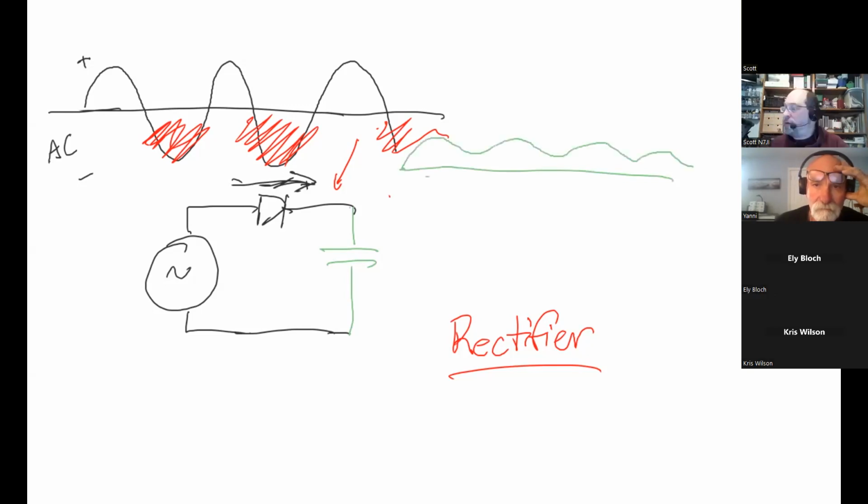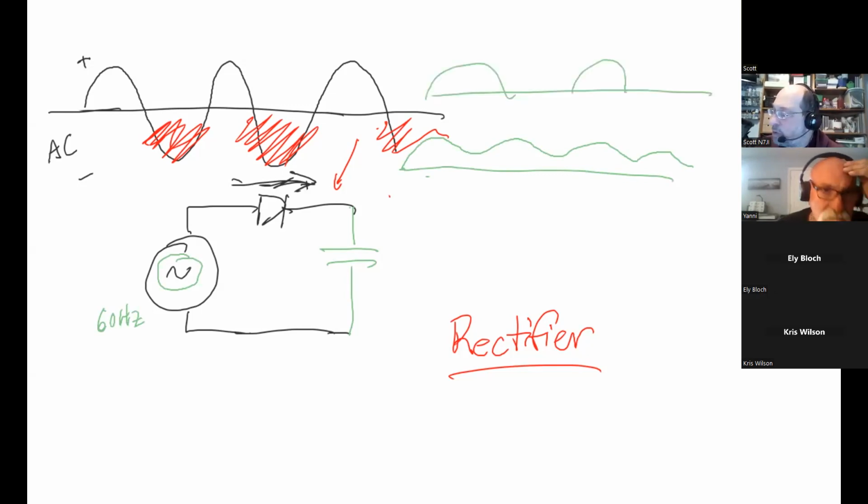Does that happen at the speed of light? No, it's not quite at the speed of light, because what is the frequency of wall voltage? Oh, 60 hertz. So it's happening at about 60 hertz. And actually, what ends up happening here is that instead of camel humps, you end up with what I would call ripply looking DC voltage.